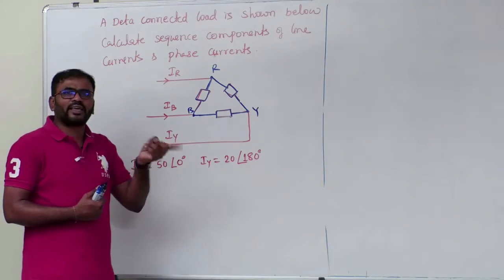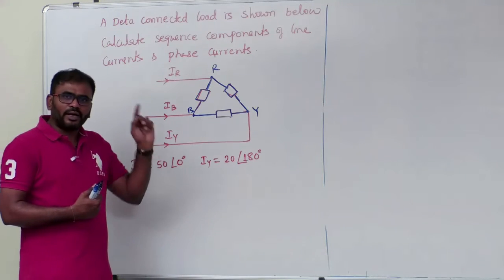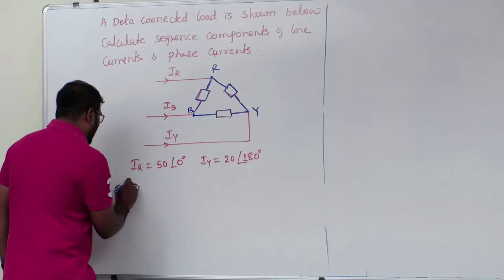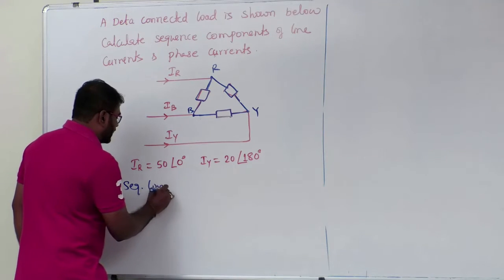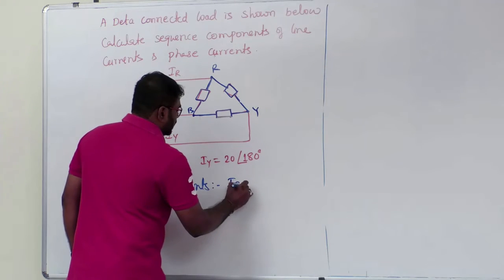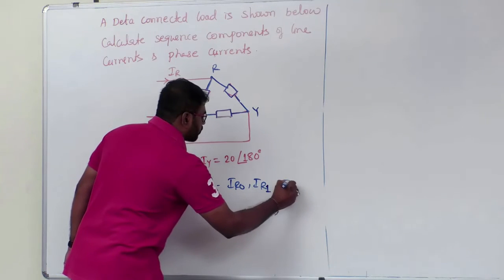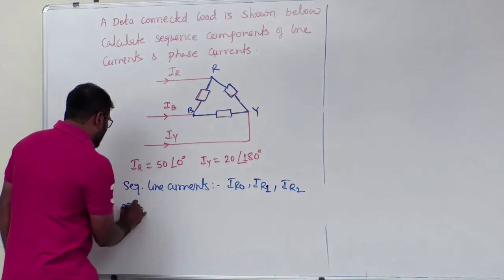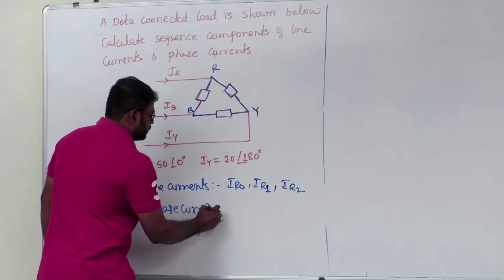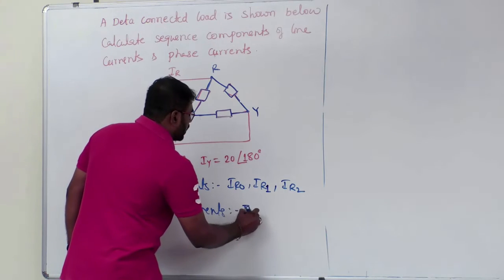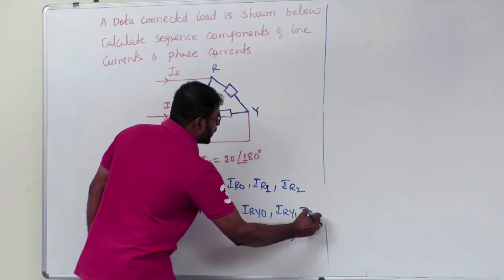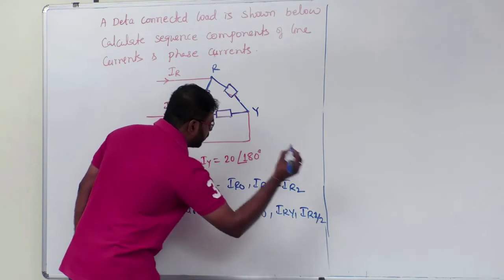Clear? And at the same time, he is asking to calculate the sequence components of phase current. What is the first phase? IRY. So we need to calculate IRY0, IRY1 and IRY2. So the sequence line currents are IR0, IR1, IR2, and the sequence phase currents are IRY0, IRY1, IRY2. Now these things we need to evaluate.